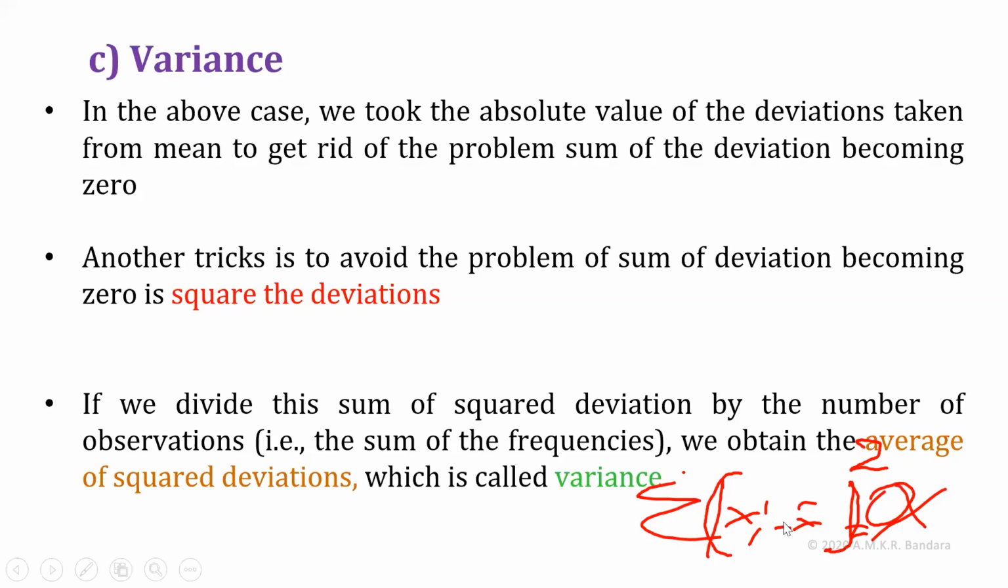Therefore, another way to overcome the problem of getting 0 is to square the deviation and then get the summation. So if we get this deviation, then square it, get the summation of those squared deviations, and divide this by the number of observations, we call that quantity the variance.